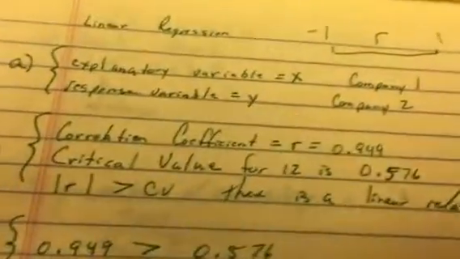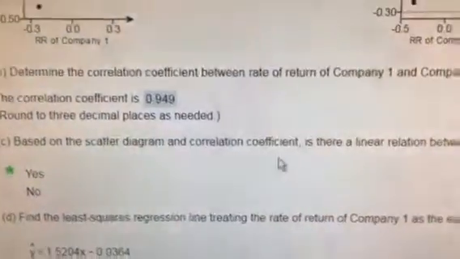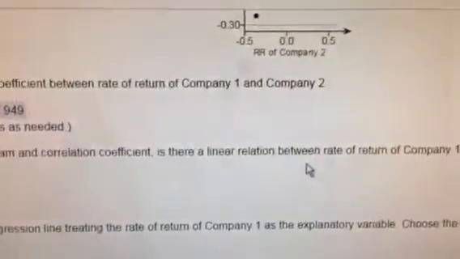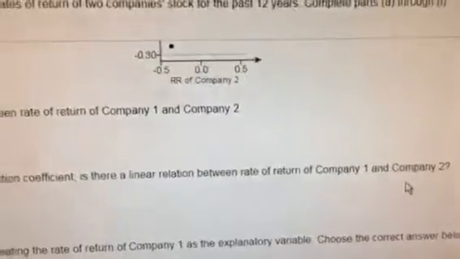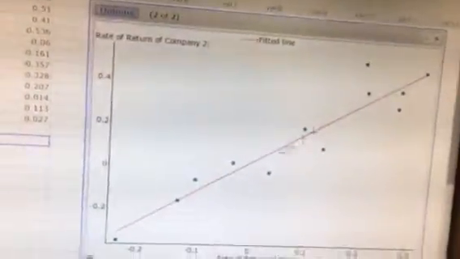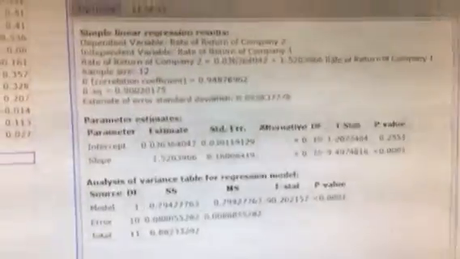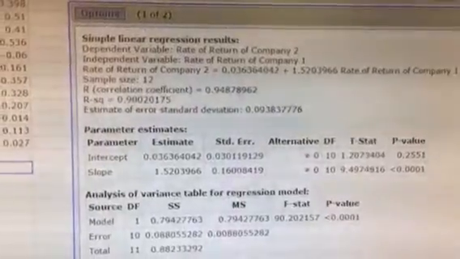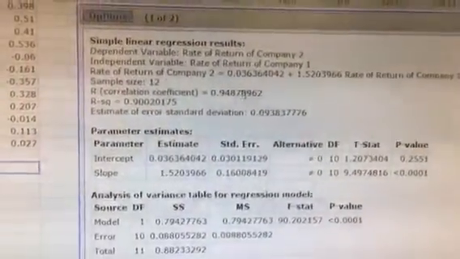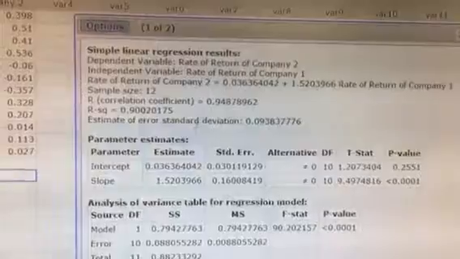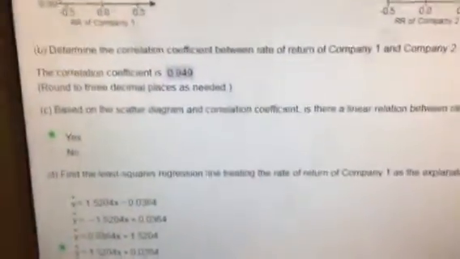So right now, they ask us a question. Let me see if we can pull this back up. They ask you, based on the scatter diagram and the correlation coefficient, is there a linear relation between company 1 and company 2? If you go back and look at the graph of this, you can see these points are close, but the main thing is look at the R value. This R value, the correlation coefficient, is close to a positive 1. It's 0.94, or close to 0.95, we'll say. So it's close, so yes, there is a linear correlation.